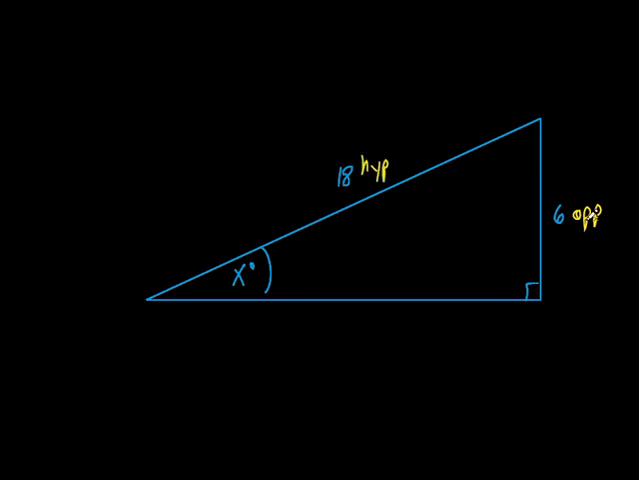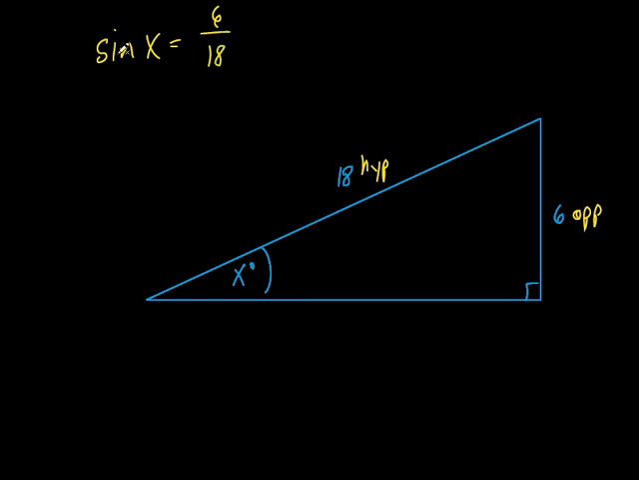Which trig function are we going to use with opposite and hypotenuse? That's the sine. So, SOH, right? Opposite over hypotenuse. So we take the sine of what? Of the angle. We always take the sine of the angle. This time we don't know what the angle is, so it's x. Sine of x equals the opposite over the hypotenuse. So opposite is 6. Hypotenuse is 18.